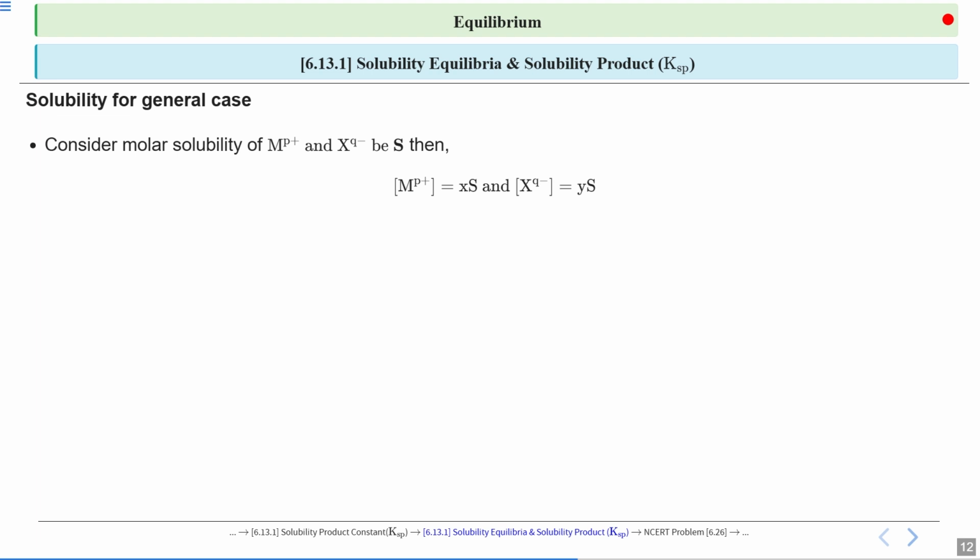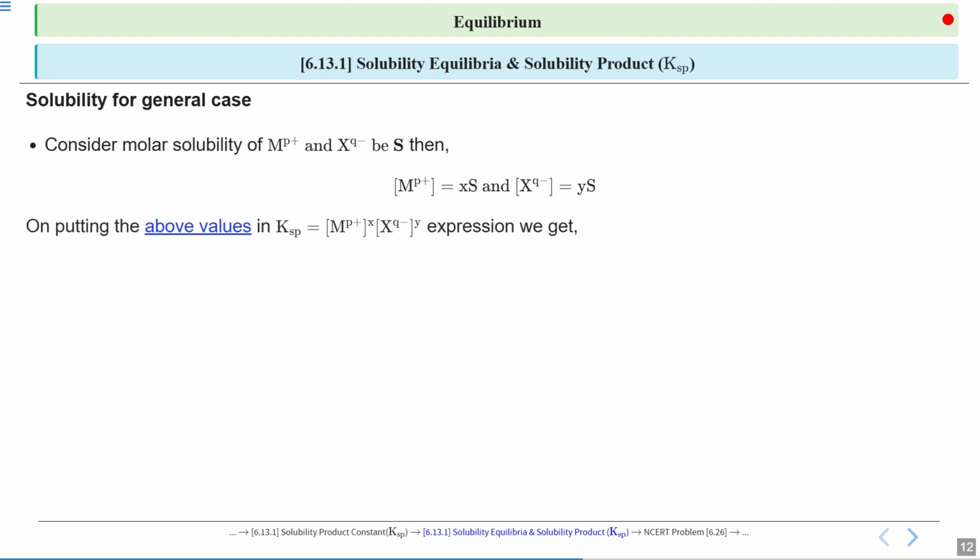So we are saying that the concentration of Mp+ is S. Then if you want to find the total amount of Mp+, you have to multiply it with x, because we know that S is the amount present per liter of solution. But if you want to know how many moles of Mp+ are there, then from the equilibrium reaction, we know that x of Mp+ are there. So we will take S and multiply it with x, giving x into S. Similarly, for Xq-, we have y into S.